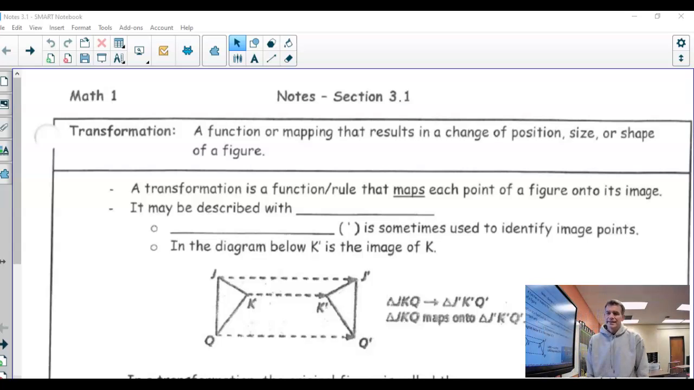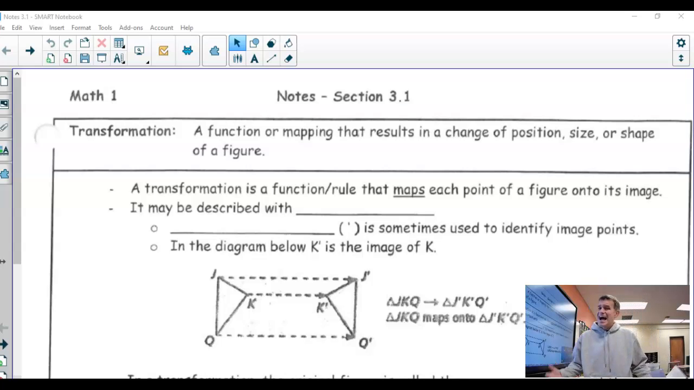Hey guys, we're going to do the first section of Chapter 3 today. Chapter 3 deals mostly with, well, it has a couple topics, but the first topic is transformations. That is a topic that hopefully you did last year somewhat. It deals with different types of transformations, like reflections and rotations and translations and dilations and so on.